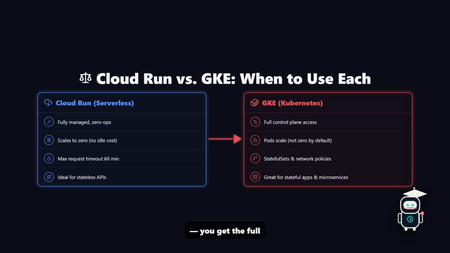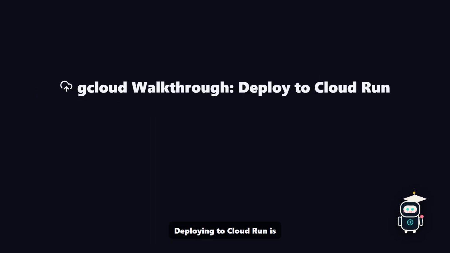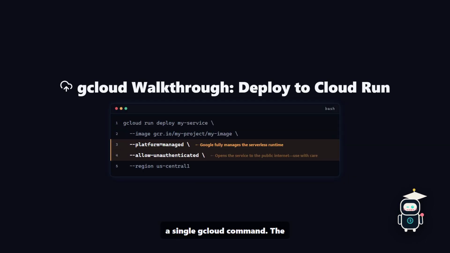You get the full control plane and all the networking complexity, but you're also babysitting nodes. A good rule of thumb: APIs and stateless microservices love Cloud Run. Stateful apps and teams that already live in kubectl love GKE. Deploying to Cloud Run is a single gcloud command.